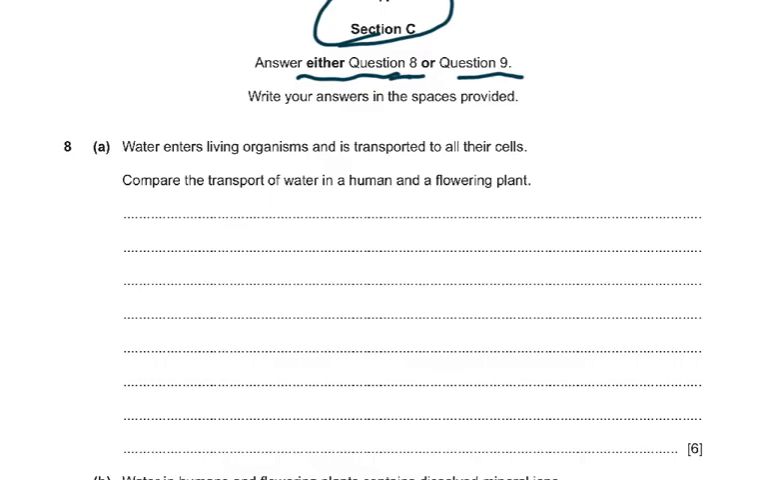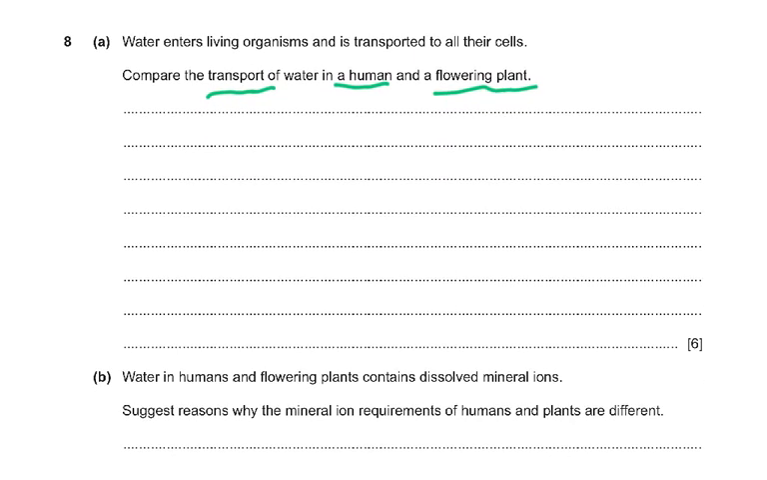Now coming to the C part, question 8, water enters living organisms and is transported to all their cells. Compare the transport of water in a human and a flowering plant. Now that's very interesting, it's not saying to compare the use or the function of water. It says compare the transport of water. In a human being, how is water transported, and in a flowering plant, how is water transported? So it's not asking the use of water or the benefits of water in humans, it is the transport of water in a human and in a flowering plant.